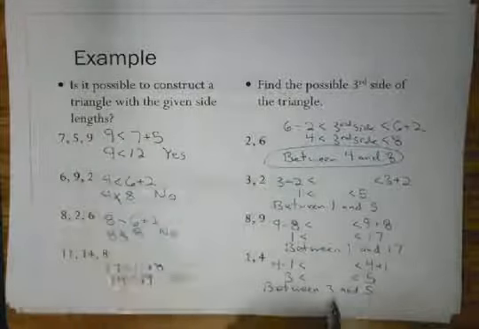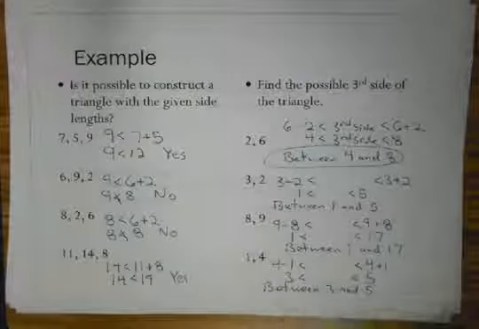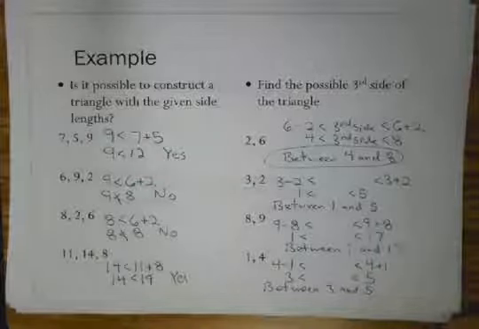Again, they can be whole numbers, they can be decimals, as long as in this case it doesn't include 3 and 5, any value would form a triangle.